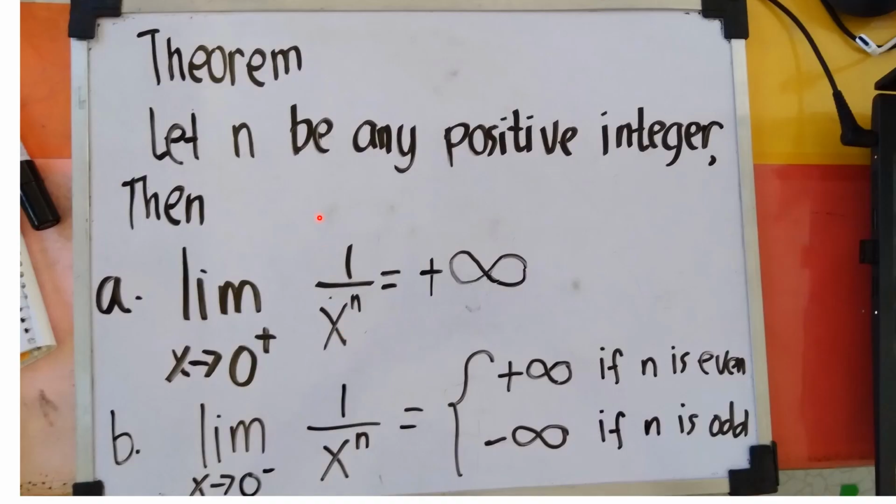Before we talk about the rules, let's have this theorem. Class, let n be any positive integer. If x approaches 0 from the right, the answer is always positive infinity. If x approaches 0 from the left, there are two answers: positive infinity and negative infinity. Positive infinity if n is even, negative infinity if n is odd. That's all you need to remember. Screenshot this one because we will have examples.